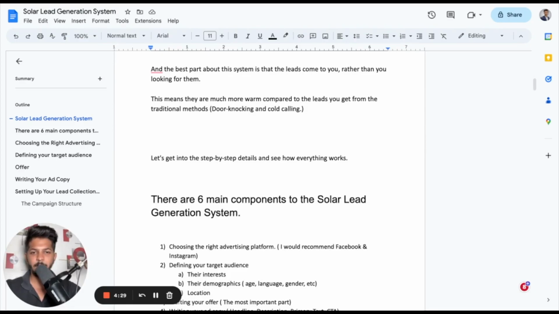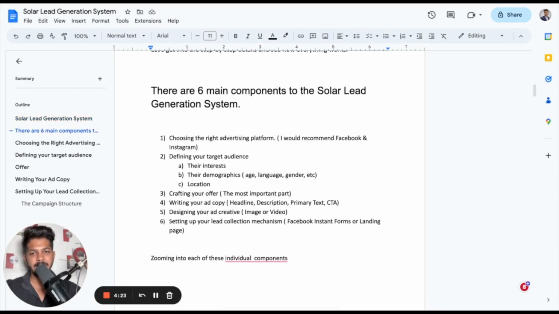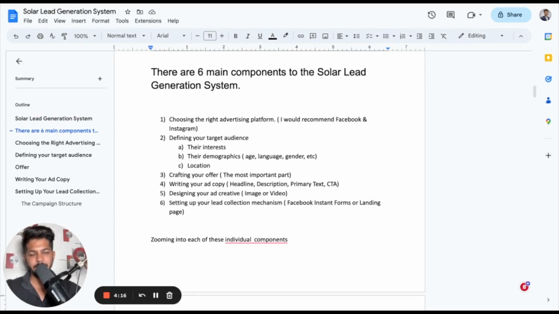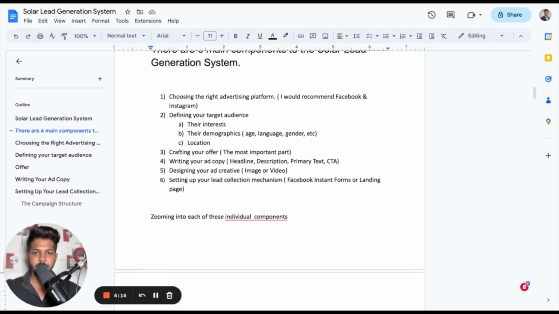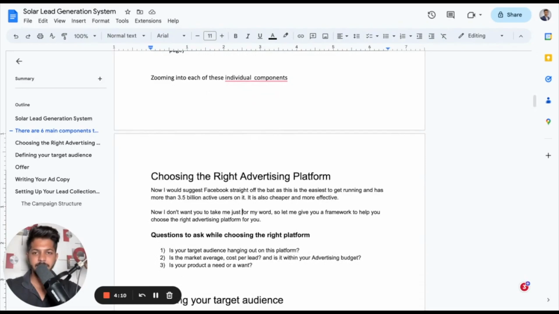Now, there are six main components to the solar lead generation system. It starts off by us choosing the right advertising platform, defining your target audience, crafting your offer, writing your ad copy, designing your ad creative, and finally setting up your lead collection mechanism. Zooming into each of these individual components, firstly, we have choosing the right advertising platform.